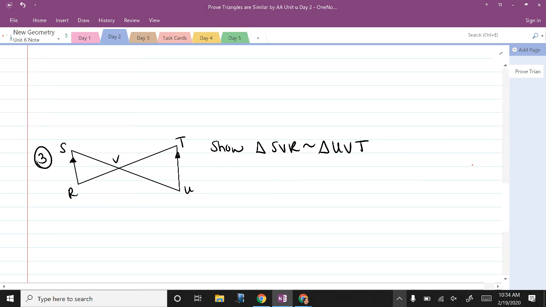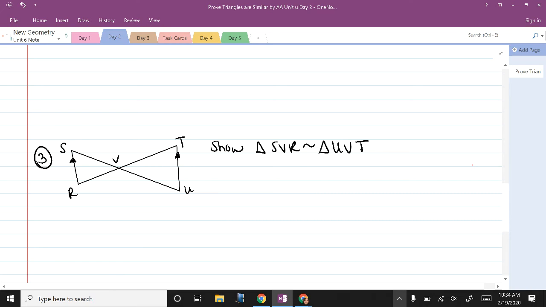So again, I want to show that triangle SVR, which is this left-hand side triangle, is similar to triangle UVT, which is the right side triangle. Now, what do these little arrows right here mean? Those lines are parallel. So don't I have angle pair relationships congruent to each other when I have parallel lines? I sure do.